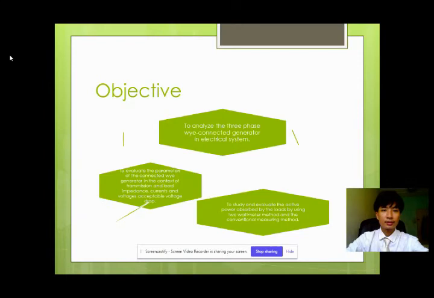Next, we have three objectives. The first objective is to analyze the three-phase Y connected generator in an electrical system. Next, to evaluate the parameters of the connected Y generator in the context of transmission and load impedance, current, and voltage, and acceptable voltage drop. And the last one is to study and evaluate the active power absorbed by the load by using the 2 wattmeter method and the conventional measuring method.